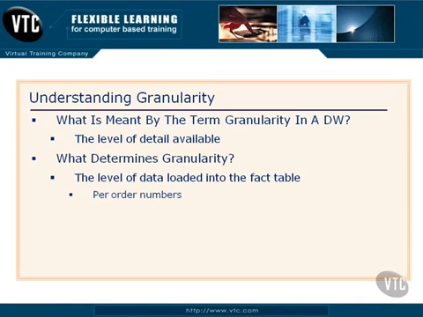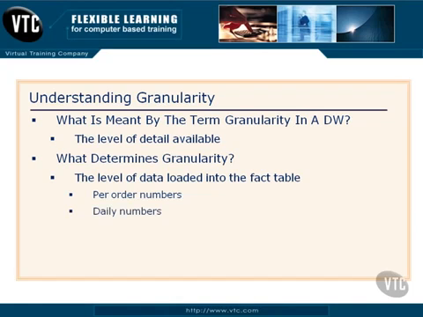Now, think about this. If we're loading per order numbers into the fact table, and they come back and say, wait a minute, we don't want to just see per order. We want to see per line item. We want to see everything that made up that order. And unfortunately, if I haven't been loading that data into the fact table or into the data warehouse, guess what? It's not going to come back to you. So we need to make sure that we understand that.